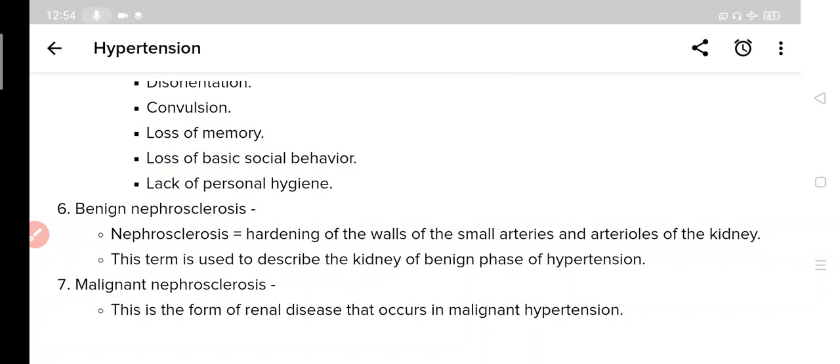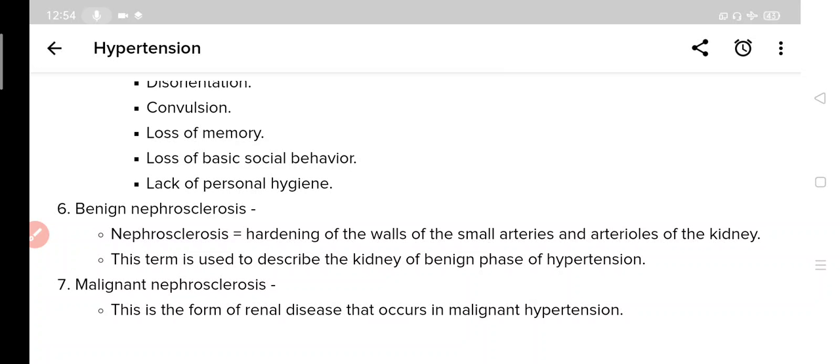And last one is effects of hypertension on kidney. So it affects the kidney in two ways: benign nephrosclerosis and malignant nephrosclerosis. So what is nephrosclerosis? It is hardening of the walls of the small arteries and arterioles of the kidney. And what is the meaning of benign nephrosclerosis? Benign nephrosclerosis occurs in benign phase of hypertension, and malignant nephrosclerosis occurs in malignant phase of hypertension.